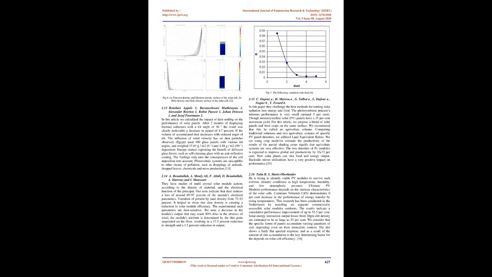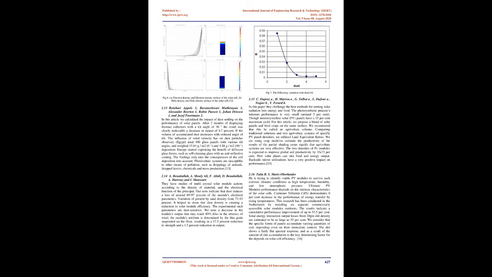We note a decrease in the module's output that may reach 80%. Also, in the absence of wind, the module's attribute is determined by the thin grain suspended on the floor, resulting in a 17.5% reduction in strength and a 1.5% reduction in output.